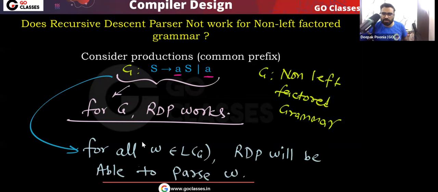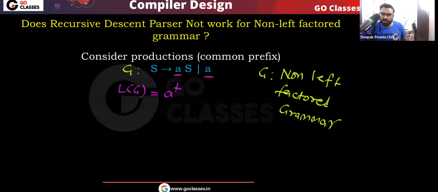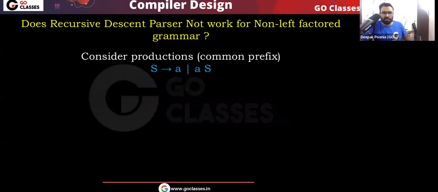So very simple. Remember, even though this grammar is non-left factored, because there is a common prefix here, yes or no? Still, the recursive descent parser works for this grammar. But remember, I can give you another non-left factored grammar where the recursive descent parser will not work. That also I can do. So let me give you one. Consider this grammar. Again, you can notice this grammar G is also non-left factored.